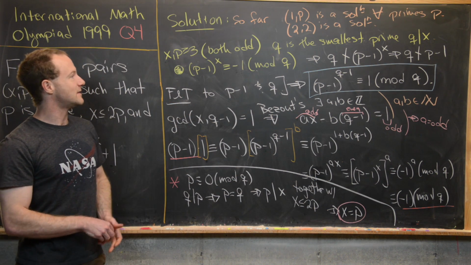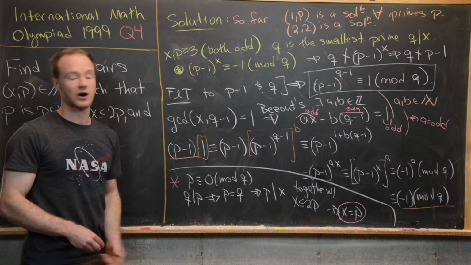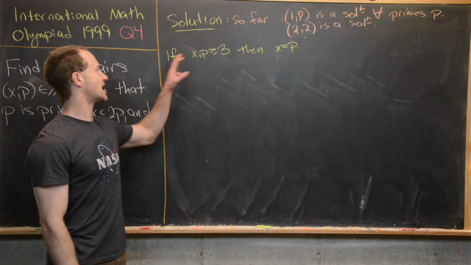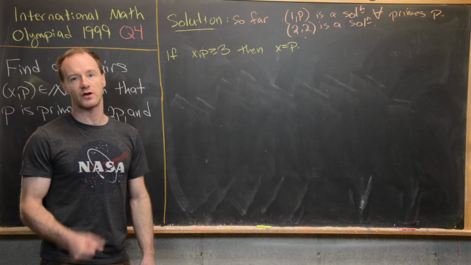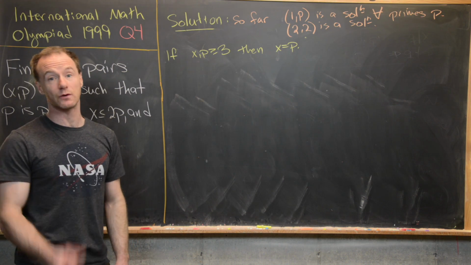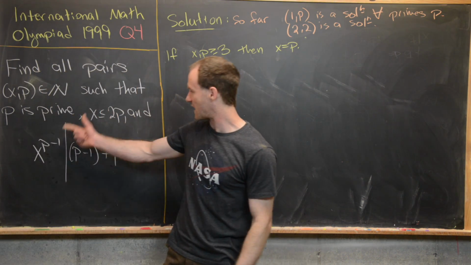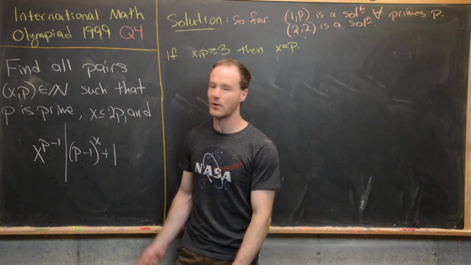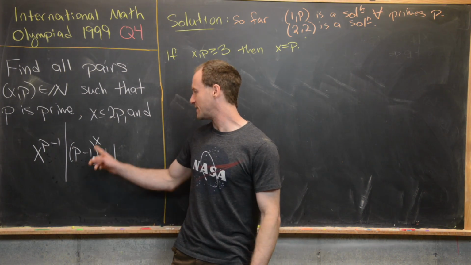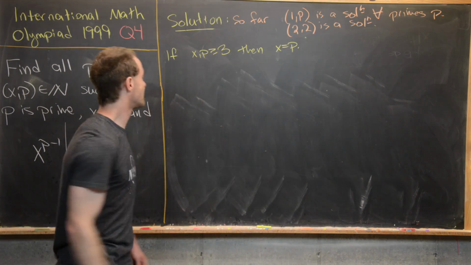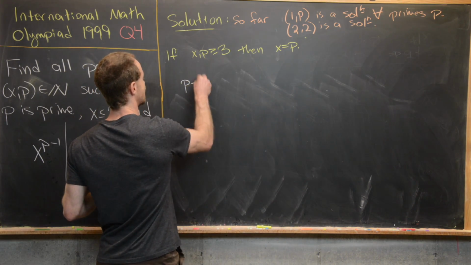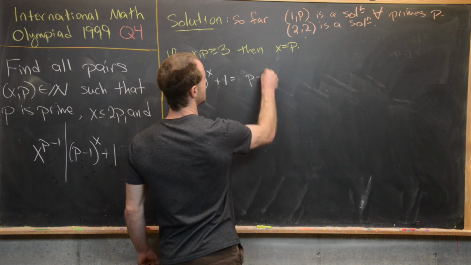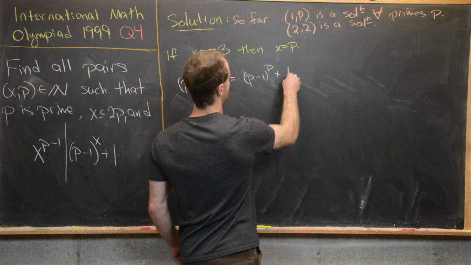Okay, so now maybe I'll clean up the board and we'll start from that x equals p and see what that gives us. So on the last board, we finished arguing that if x and p were bigger than or equal to 3, then x actually had to be equal to p. And that's actually going to simplify this condition quite a bit. So let's maybe look into the right-hand part of this condition and see what happens if we set x equal to p. Okay, so that means this p minus 1 to the x plus 1 is now equal to p minus 1 to the p plus 1.